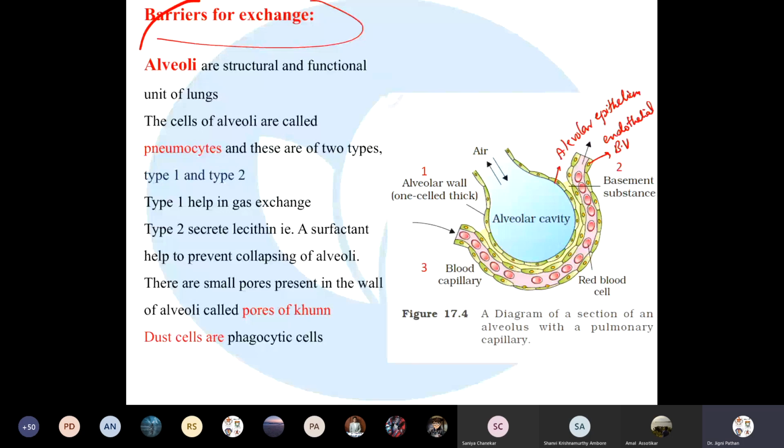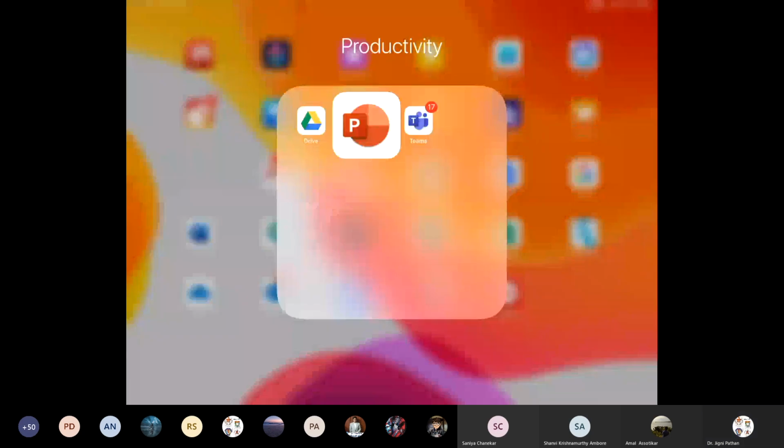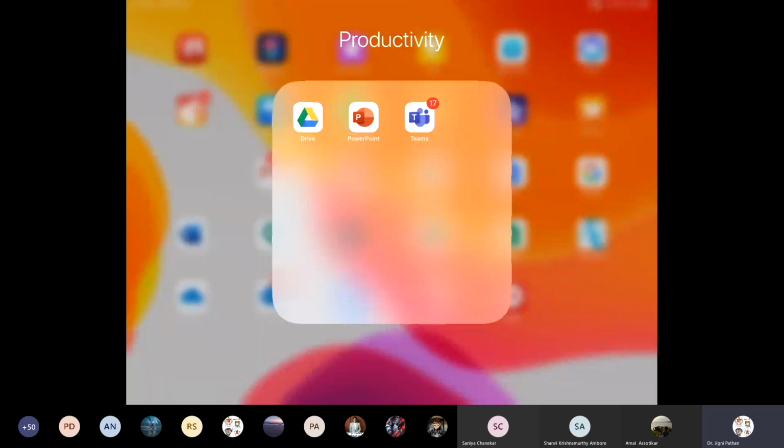After endothelial, I'll show you the other slide. It will be easy. I can draw it and show you.